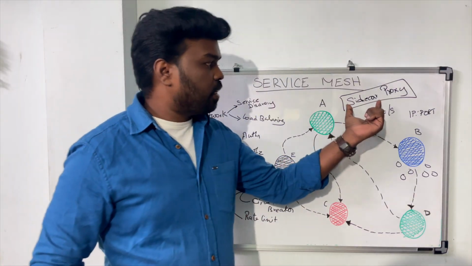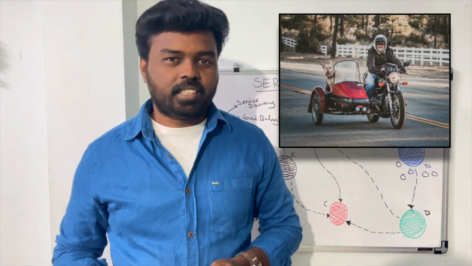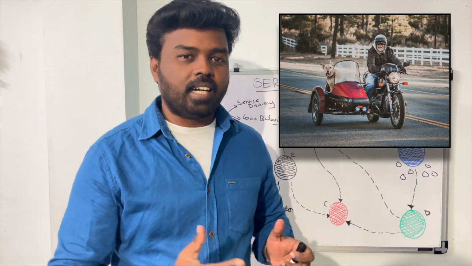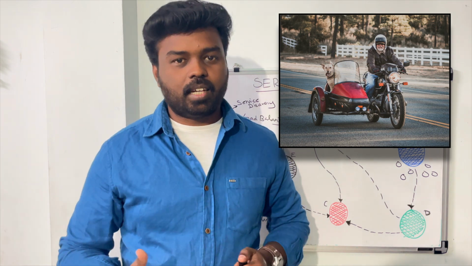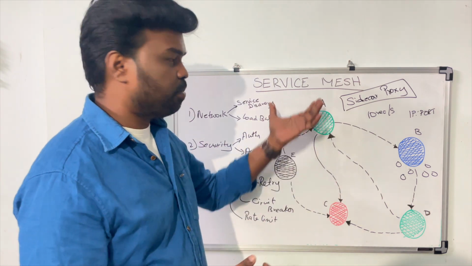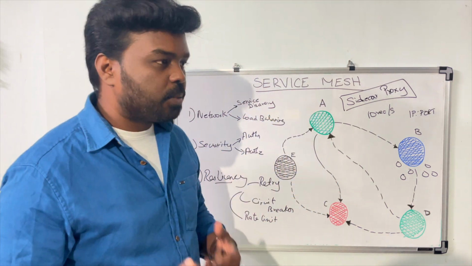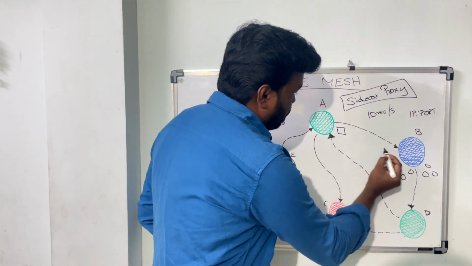The word sidecar means the picture that I'm showing on the screen. Just look at the picture. It is a vehicle, and you have a sidecar attached to the motorcycle. So wherever the motorcycle goes, the sidecar follows it. That's exactly the same behavior that the service mesh is bringing into your application. The service mesh will spin up a sidecar proxy for each of your services.